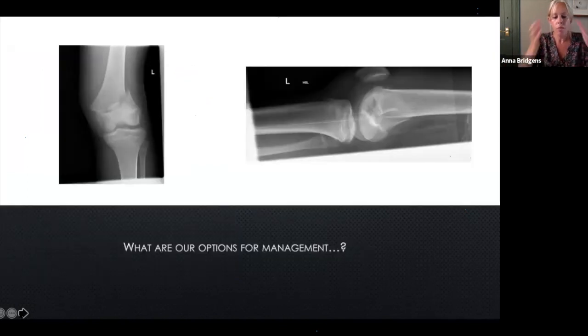So if we're thinking about how we're going to manage this fracture, the things that we need to think about are, can we leave it in this position, or do we need to reduce it? So if this was a distal radius in a younger child, potentially we don't need to.